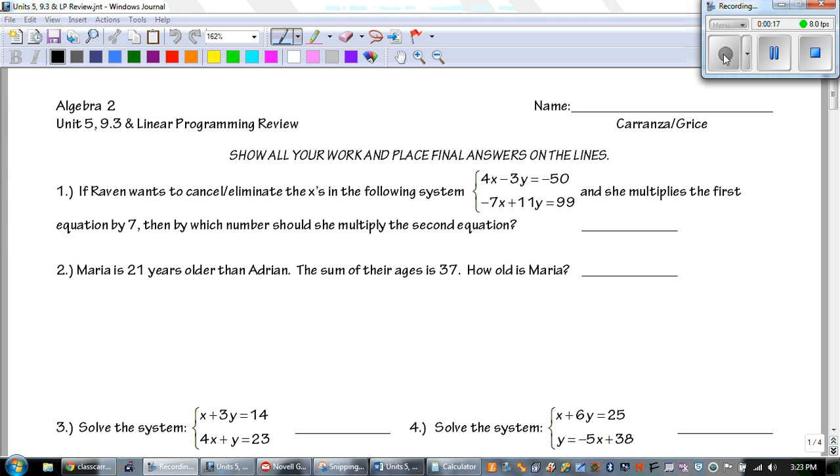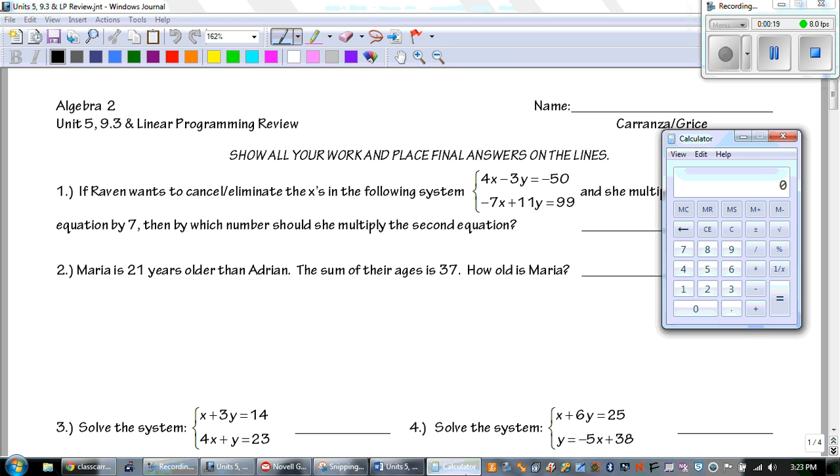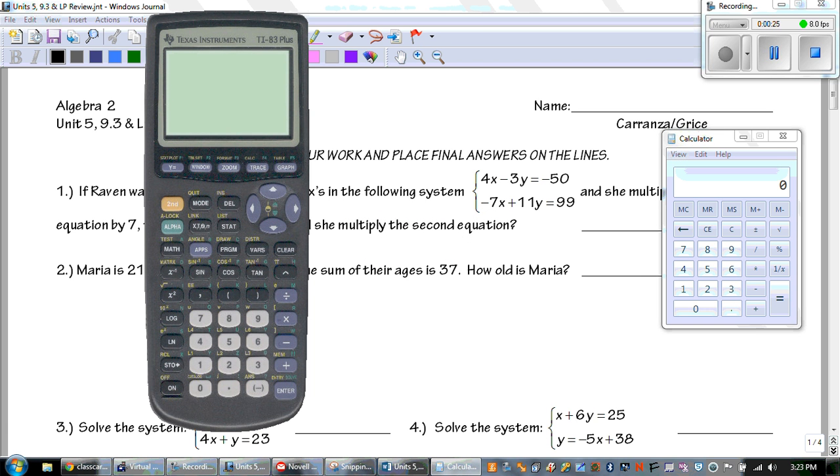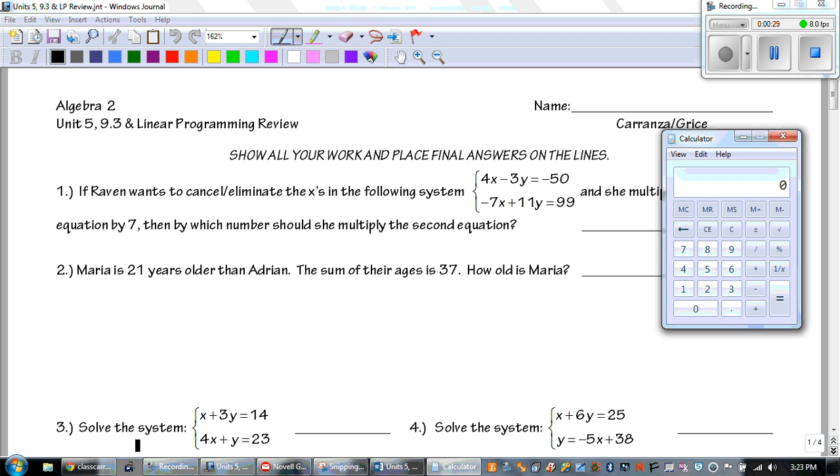Now remember, you can use a calculator, and it can only be one of these little baby ones. I don't want to see anyone in class using one of these guys. Okay? All right, let's go ahead and get started.